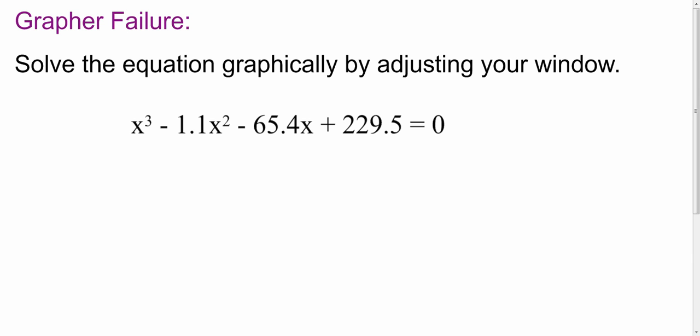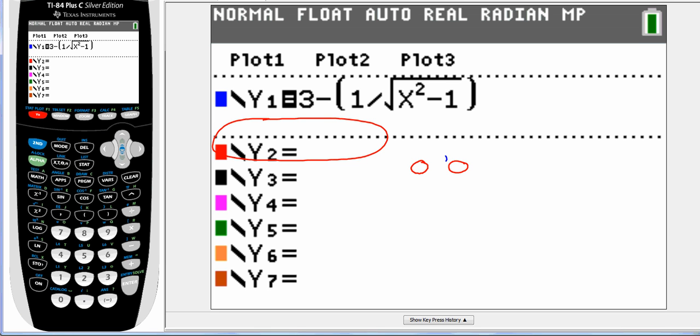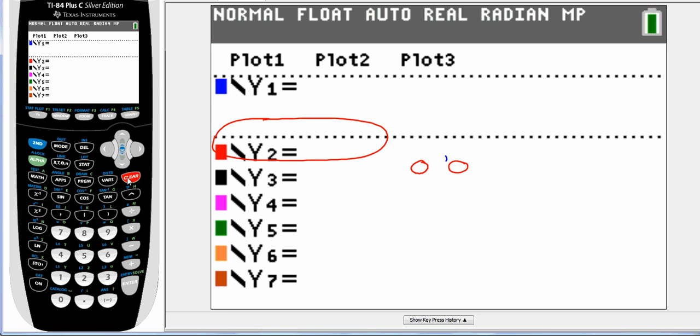Now potentially I could have 3 solutions to this graph because it's an x cubed equation. Which means it potentially could cross the x-axis in 3 spots or have 3 roots or 3 solutions or 3 zeros, whatever you want to call it. All of those things could happen. So let's go back here and let's change our window.